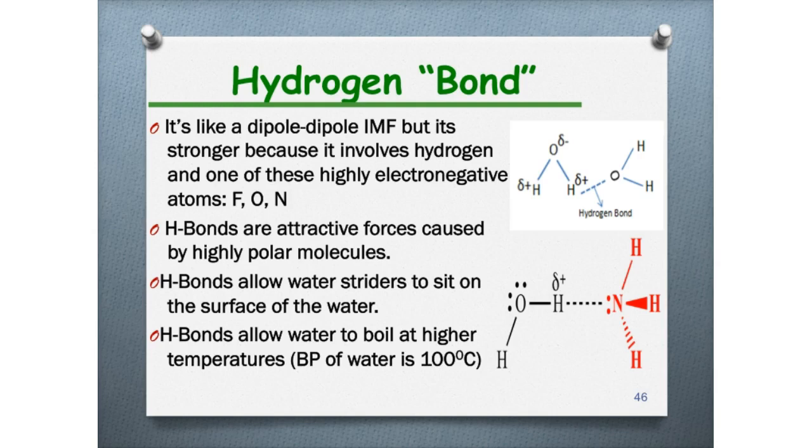This is why water striders, which are little insects, sit on water. They can walk on water because the hydrogen bonds in water are very strong. And because the hydrogen bonds are strong, water takes a while to boil. Anything that has very strong intermolecular forces will require a lot of heat, a lot of energy, in order for it to boil.